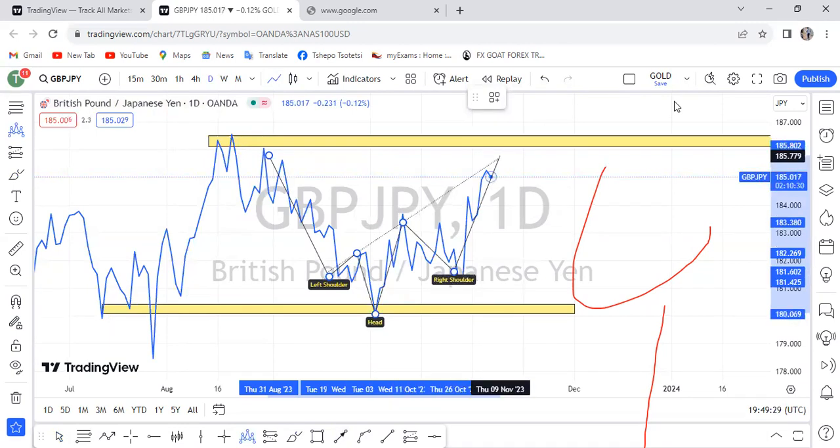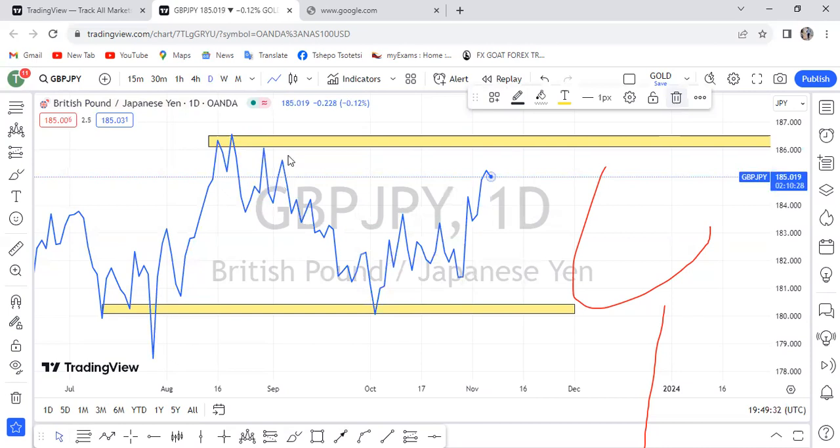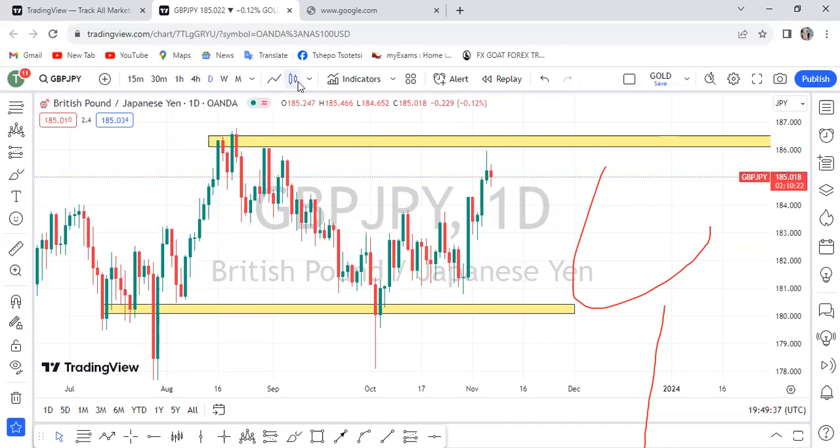So we'll see what's gonna happen at this level. But so far, it's still a range. We are still in a ranging market. So when you trade a range, you wait for the market to go to your resistance, you sell. When it comes back to your support, you buy, or you wait for a breakout. Let's go on a 4 hour and see.